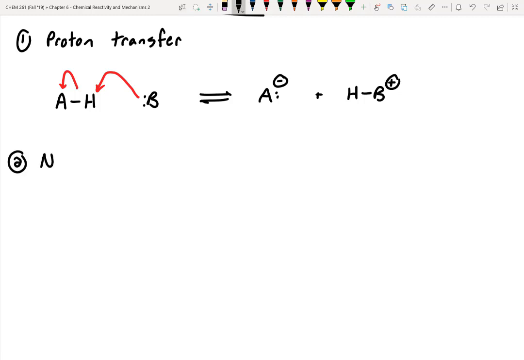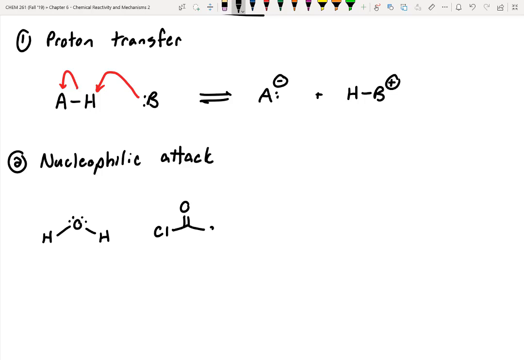Number 2 is what we just saw. It's our nucleophilic attack. Okay, so I'll show you a common example. So we've got water. And I'll pick a World War I war gas, because why not?